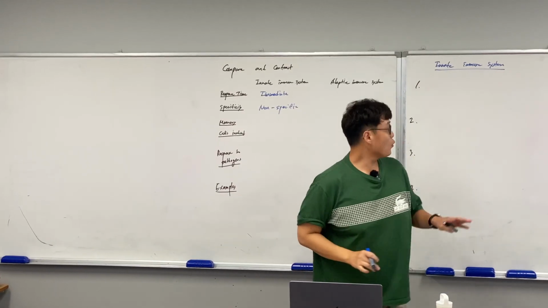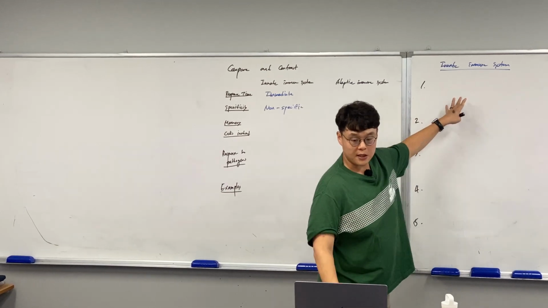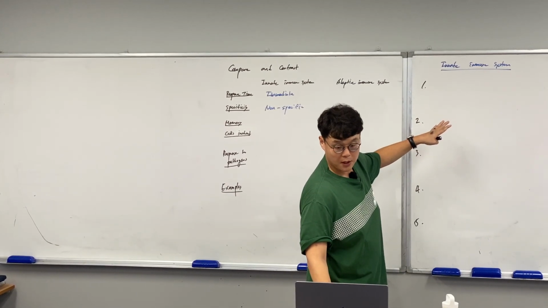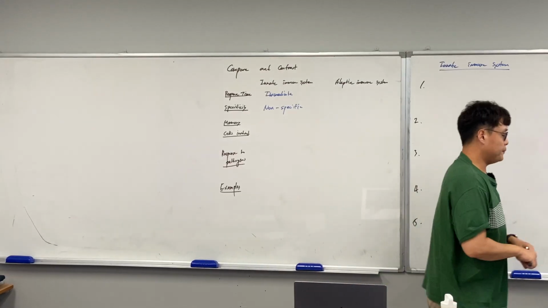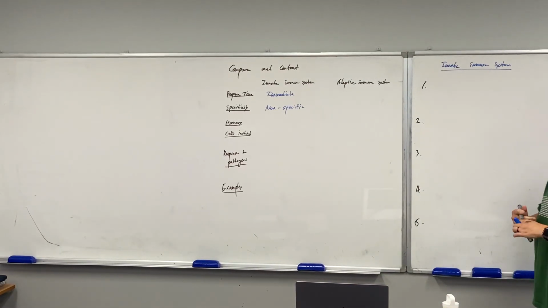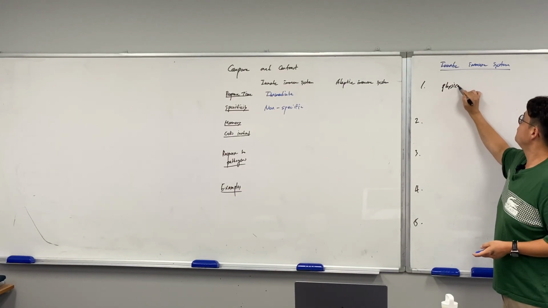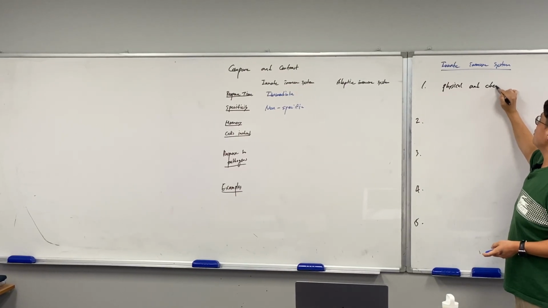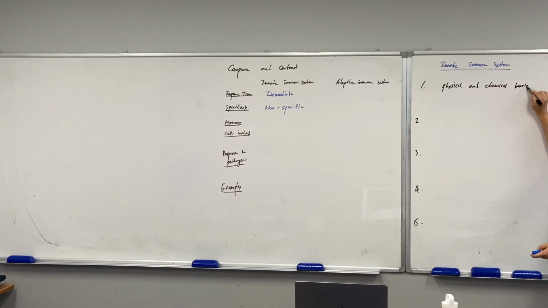So let's think about what the examples of the innate immune system are. There are 4 components of the innate immune system. You can copy this down at the same time too. One of the components is the physical and the chemical barrier. We all did that last week.